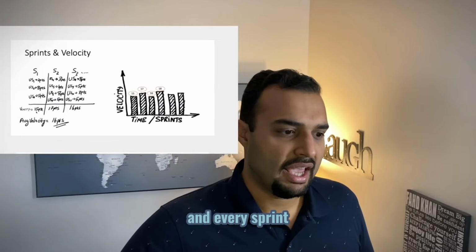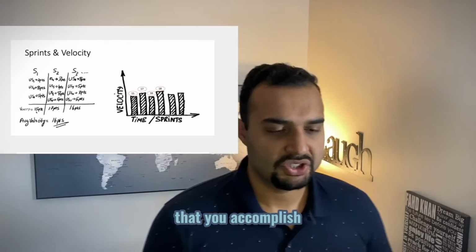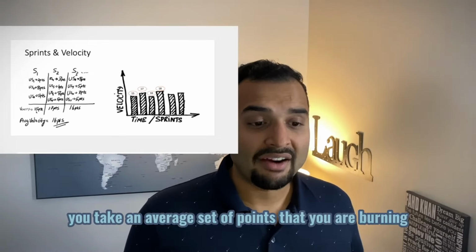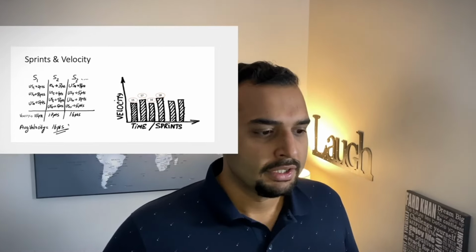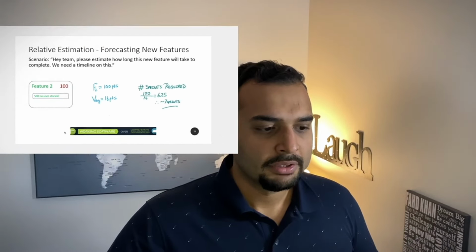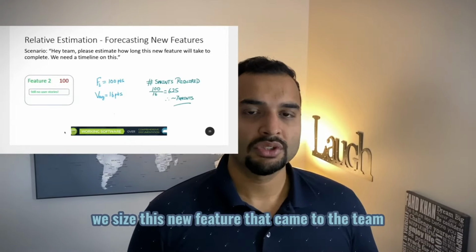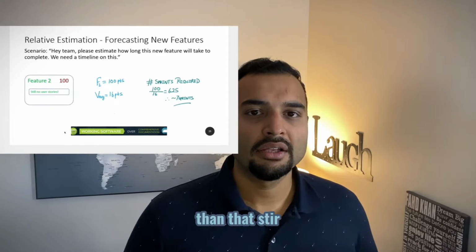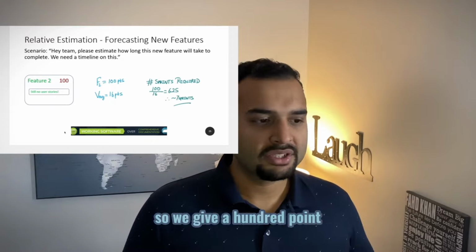You've been running in sprints, and every sprint you have a certain set of points that you burn, that you accomplish. Over time, you take an average of 3 or 6, it doesn't matter. You take an average set of points that you are burning per iteration or per sprint. So you have that number, which in this example is 16 points on average. Let's say we size this new feature to be about 4 times as big as that feature in the past. That feature was 24 points. This is about 4 times as big, so we give it 100 points.